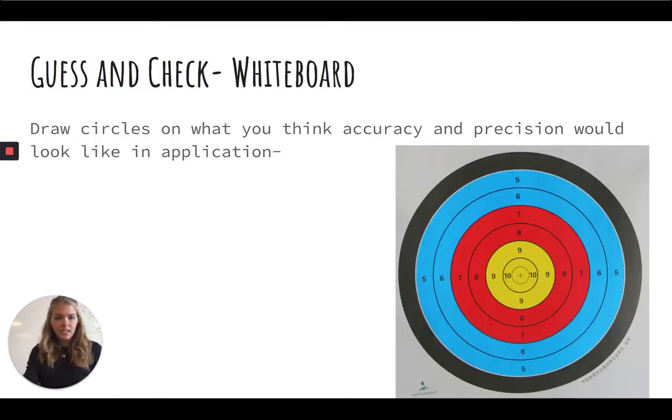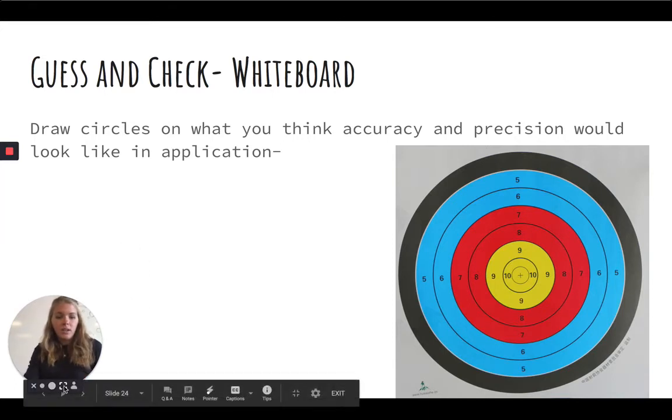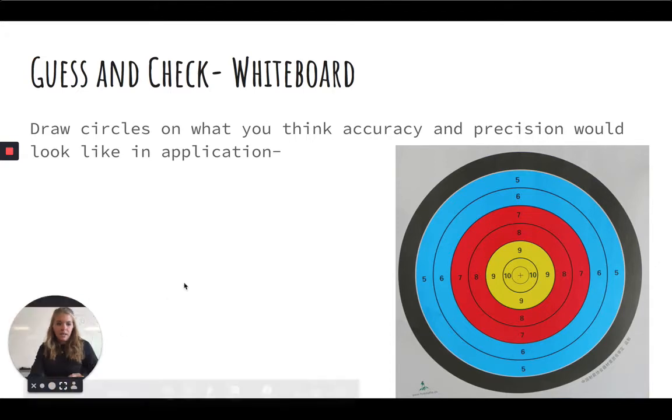I think I have an example here. Not yet. So I want you on your notes to draw what you think accuracy and precision might look like in application. I want you to draw me 2 pictures, one that's accurate and one that's precise, like a dartboard. Your goal on the dartboard is to hit the bullseye. So draw something that would be accurate and draw something that would be precise, and I'm going to draw it on the board behind me.